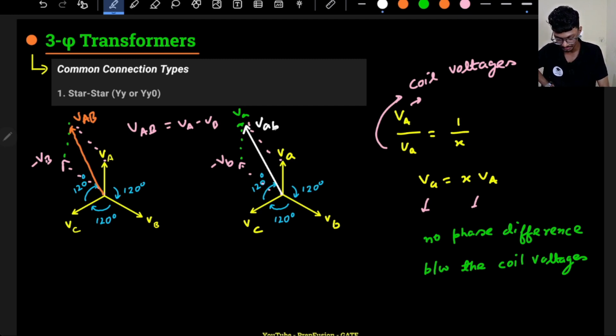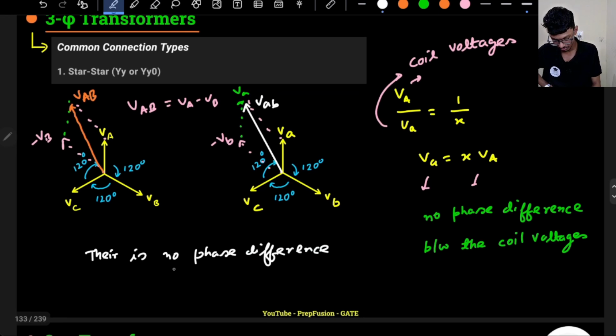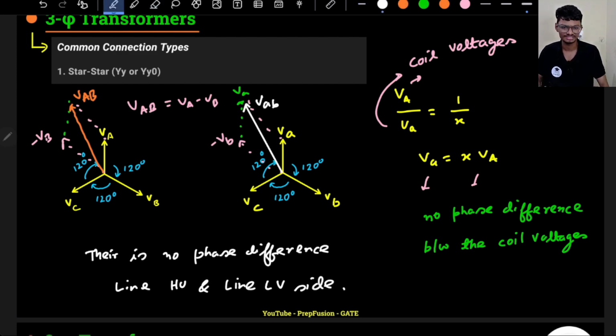So this is small VAB. So I see there is no phase difference between line HV and LV side. Literally there is no phase difference. So if there is no phase difference, then it will be very easy for us, right?